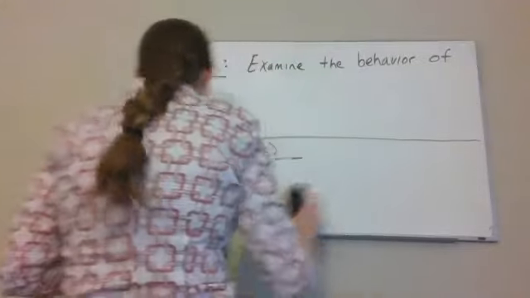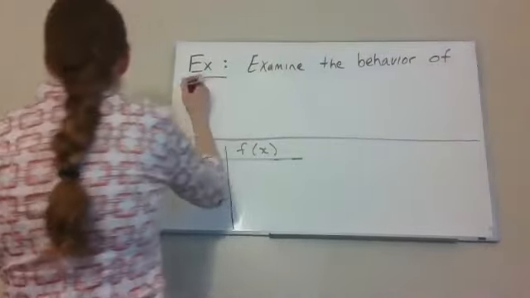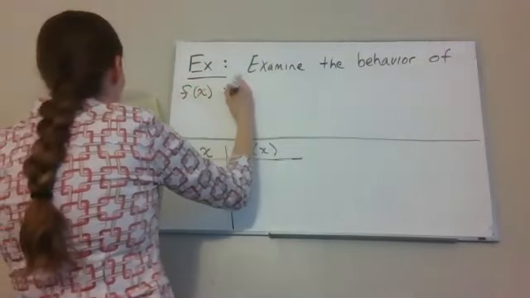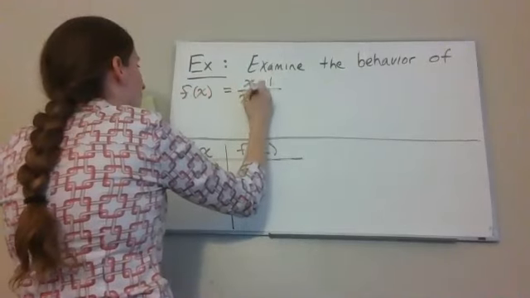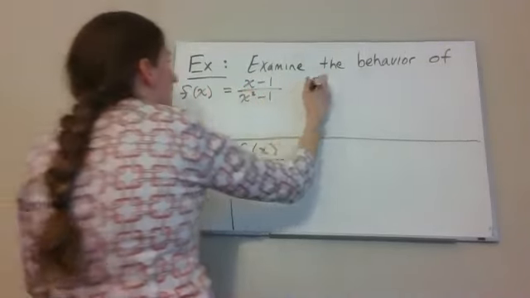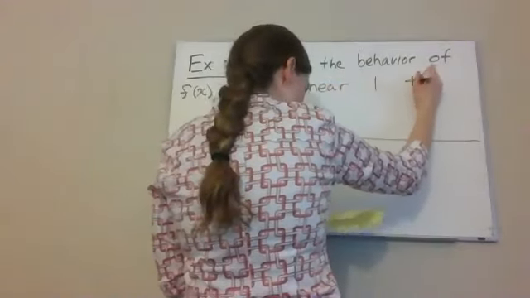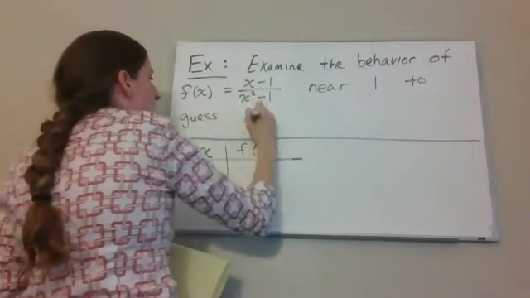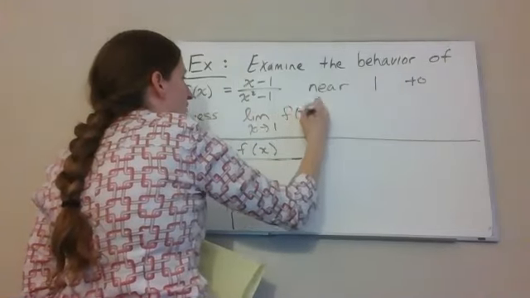All right, for our next example, we're going to look at the behavior of f of x equals x minus 1 over x squared minus 1 near 1 to guess what the limit as x approaches 1 of our function is.